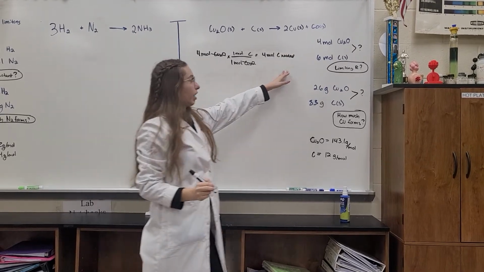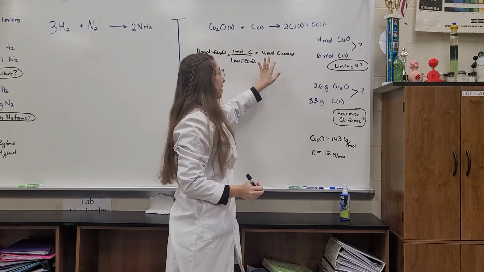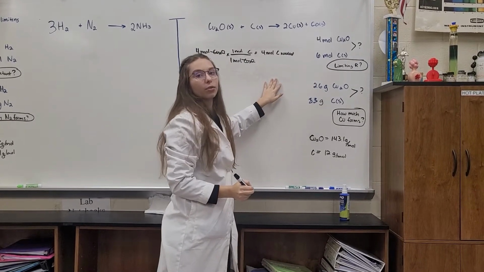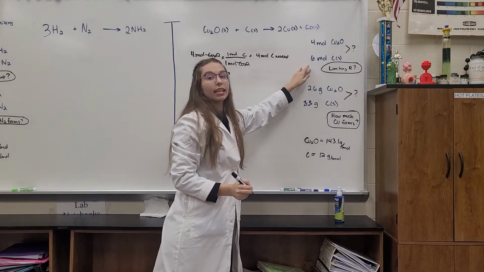When looking at the moles we were given, we see that we have more moles than we need to react, which means that we have plenty to react with. This means that carbon is not the limiting reactant, because it has excess.